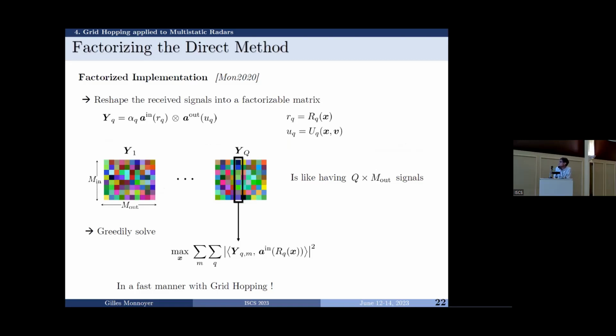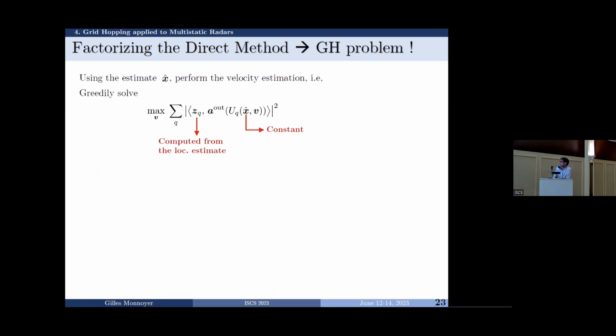And so what we do is concatenate all the matrices Y1 to YQ, for the Q receivers. We assume that each of the Q times M columns is a signal, so we do as if we had Q times M receivers. Then we perform the correlation, shown at the bottom, which can also be solved with grid hopping. Finally, as a second step, we assume the estimate X that we got is fixed, and then we can approximate the velocity, which can also be performed with grid hopping.